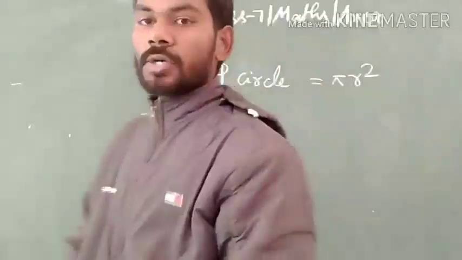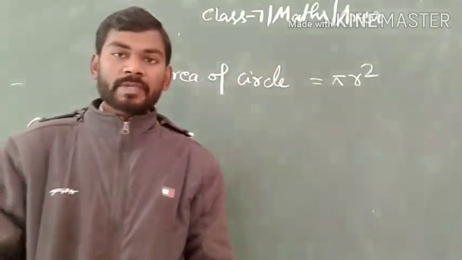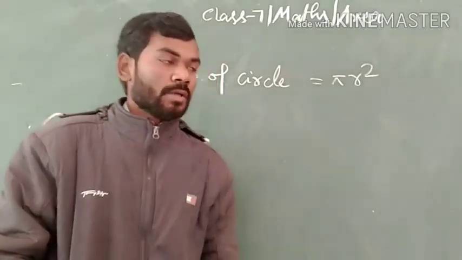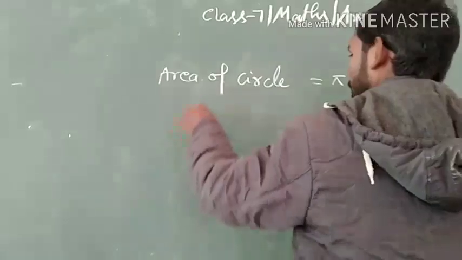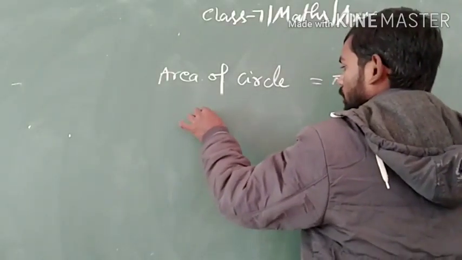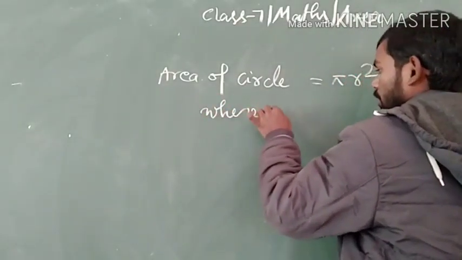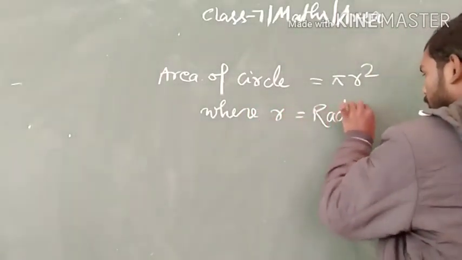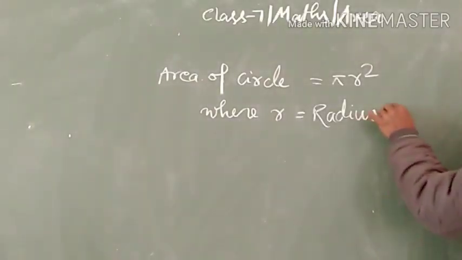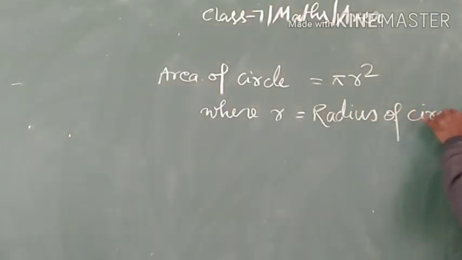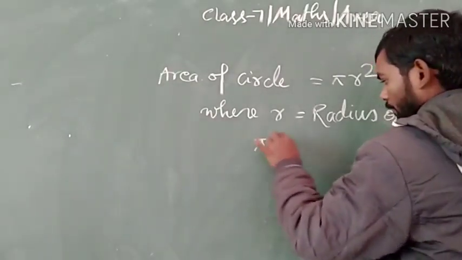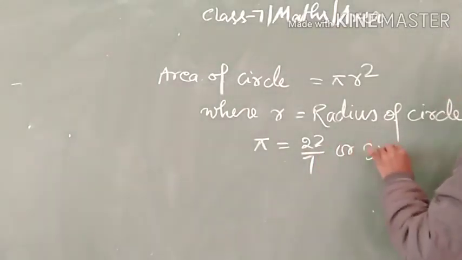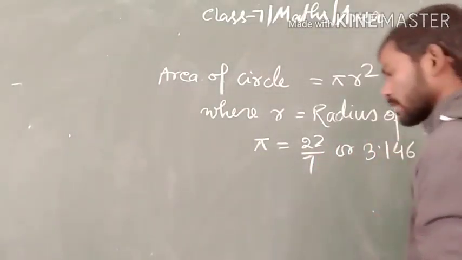Here we are using the term r, which represents the radius of the circle, and pi, you know, the value of pi is always 22 upon 7. So here we write, where r is the radius of circle and the value of pi is 22 upon 7 or 3.14. Okay.